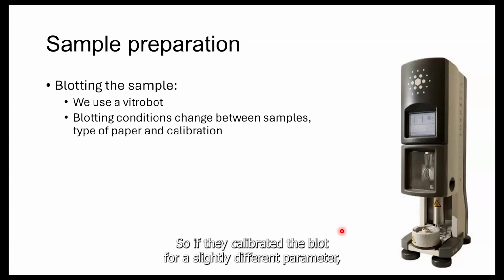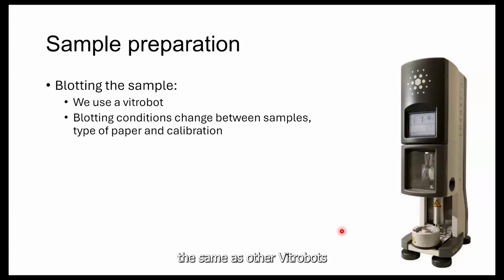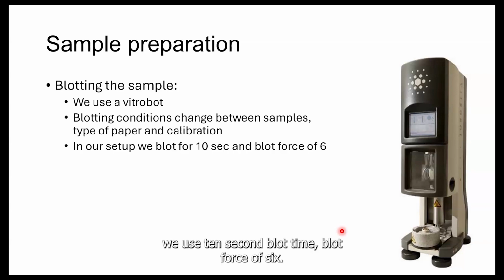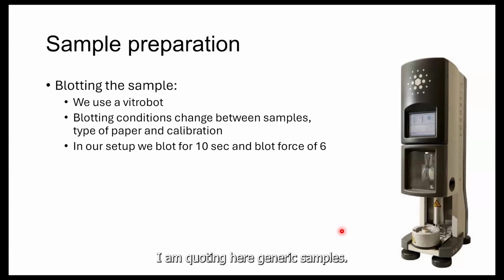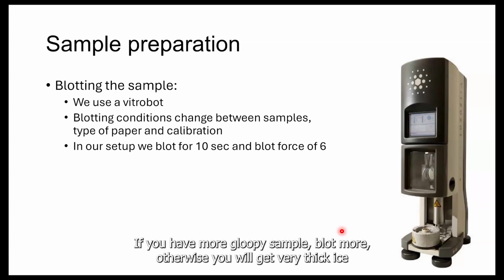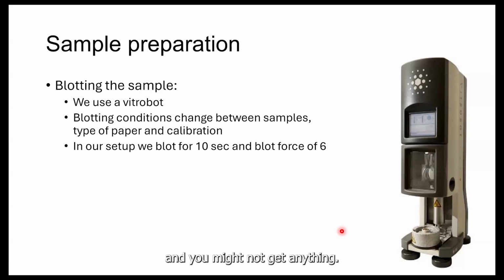So if they calibrated the blot force to a slightly different parameter, your blot force and blot time will not be the same as other Vitrobots. So it's hard to recommend what to do. In our facility, we use a 10-second blot time, blot force of 6. This gives us most of the time very good results. Again, with, I'm air quoting here, generic samples. If you have a more gloopy sample, blot more. Otherwise, you will get very thick ice and you might not get anything.